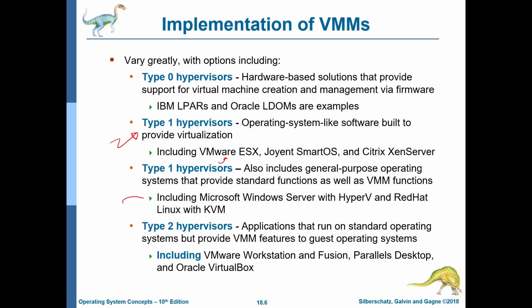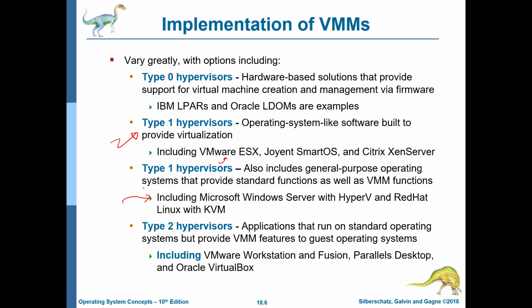And the other kind of type 1 hypervisors are general purpose operating systems, which also have additional functionality to create and manage virtual machines. So some of these will be Microsoft Windows Server with Hyper-V and Red Hat Linux or even other versions of Linux with KVM. KVM is called kernel virtual machine. So it's pretty much an extension of Linux that allows Linux, along with functioning as a normal operating system, to also be able to run other virtual machines.